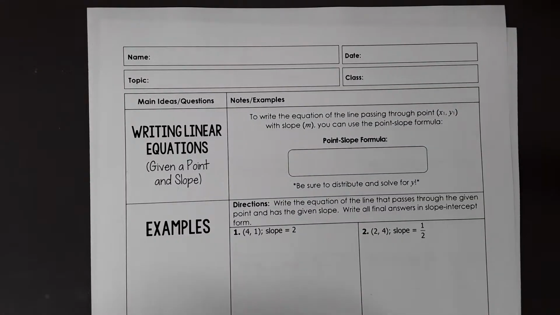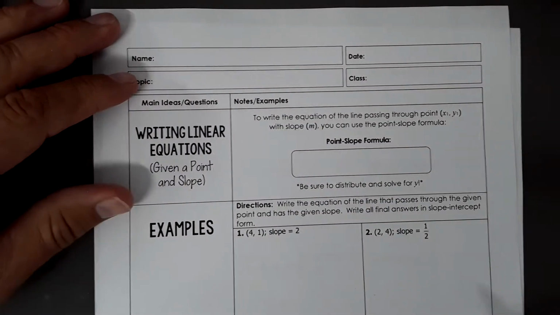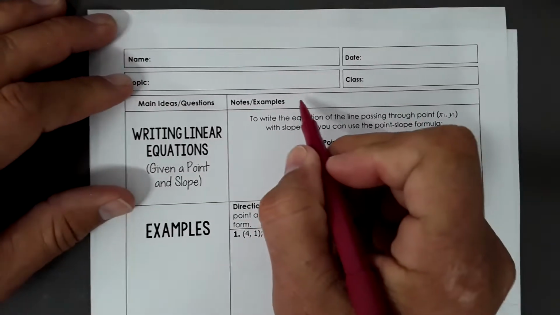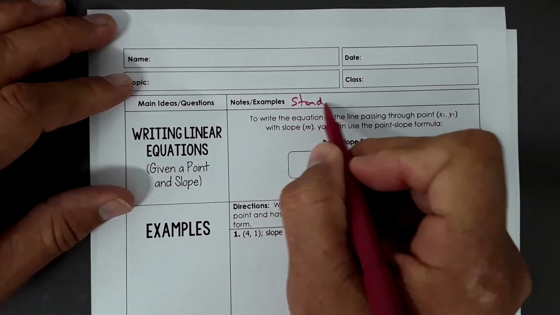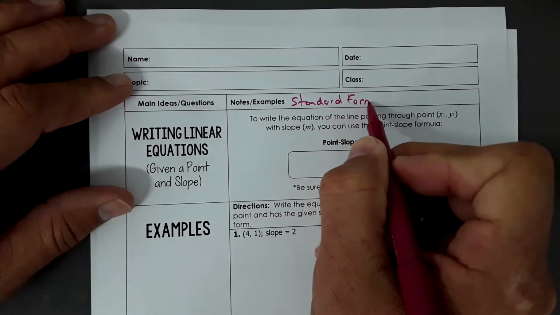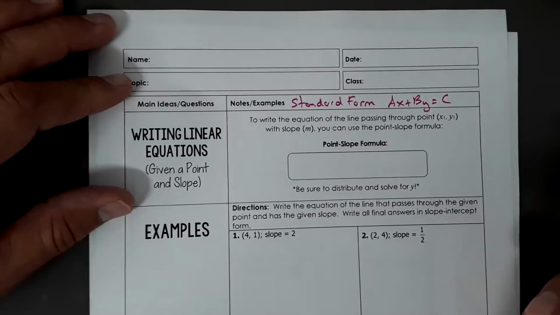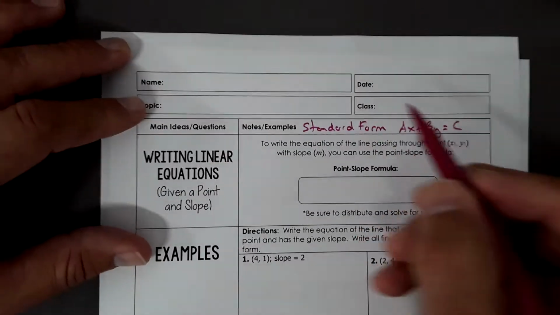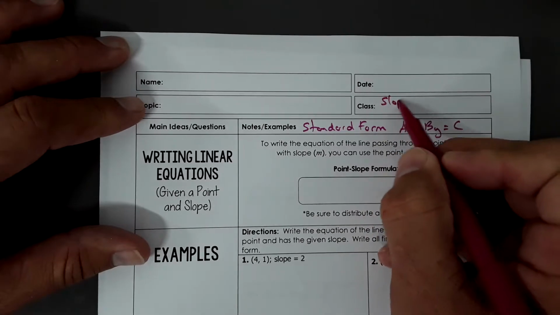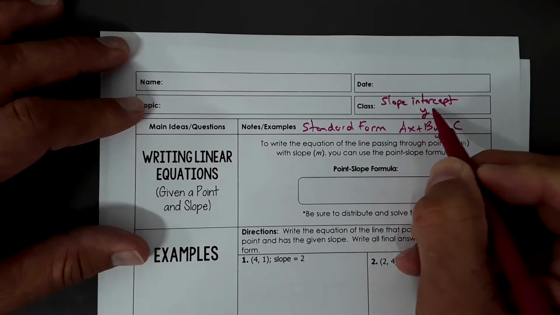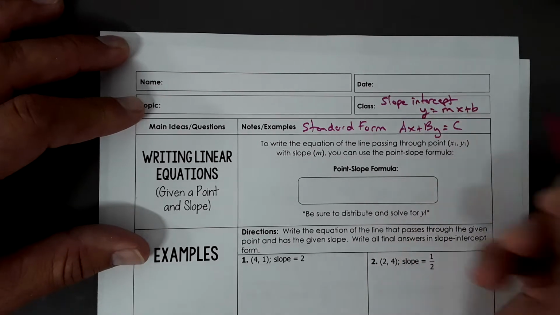Okay, we have been writing linear equations using a couple of different forms. We have used standard form, which is ax plus by equals c. We have also used slope-intercept form, which is y equals mx plus b.